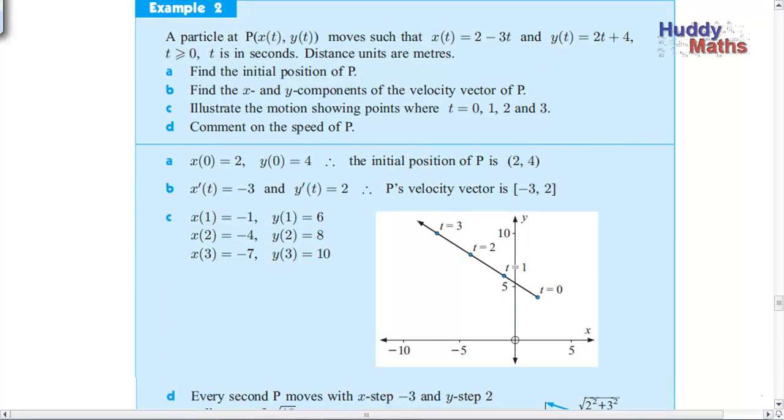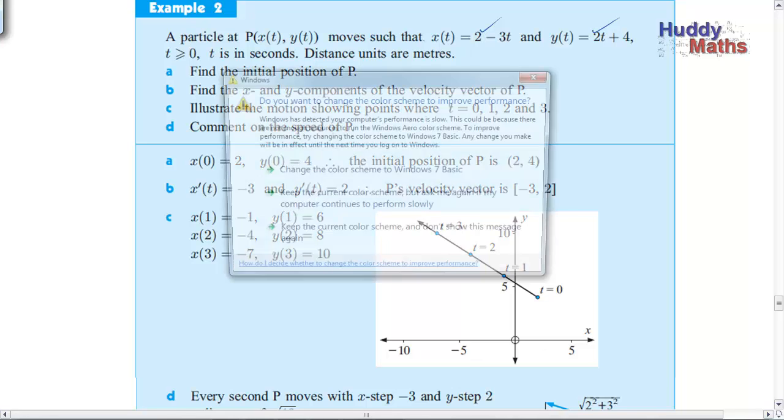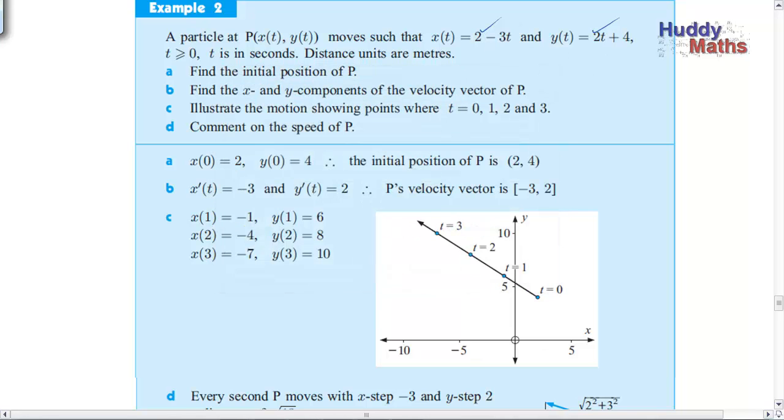Okay, so a particle moves and we have parametric equations for it, and t is in seconds here, so we are going to use a time variable on our plot and not just a general parameter t. Distance is in meters and time is in seconds. Find the initial position of p. Initial always means t is naught. So sub t is naught in both of these, and you get 2, 4.